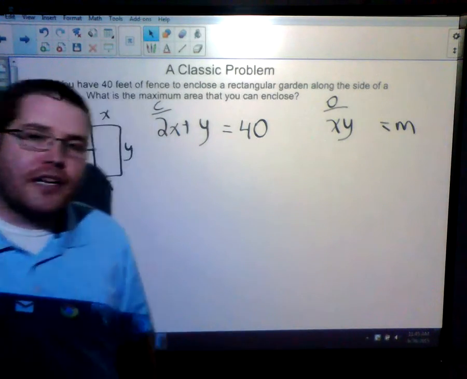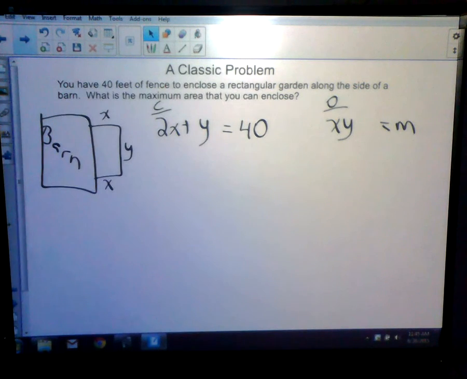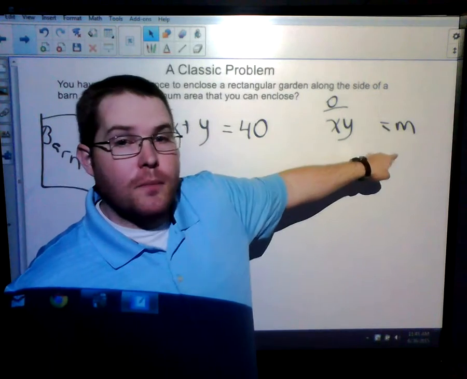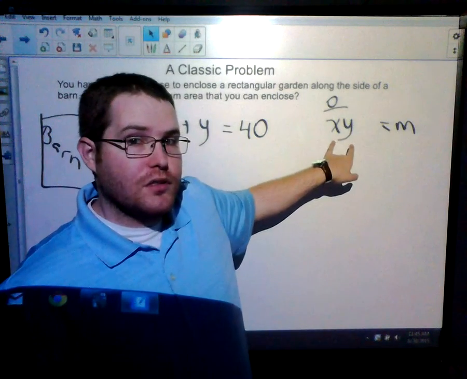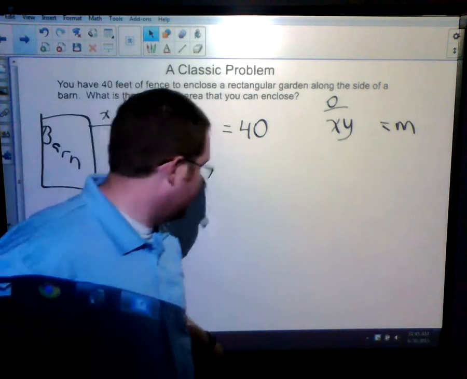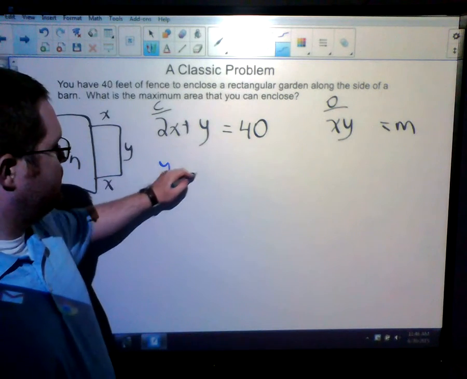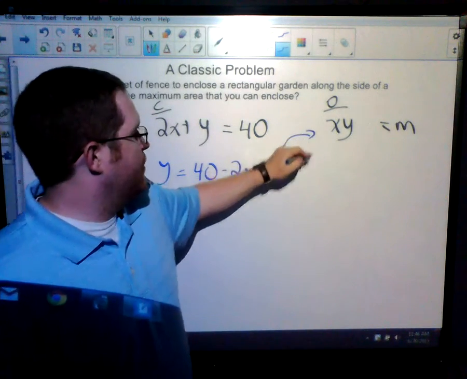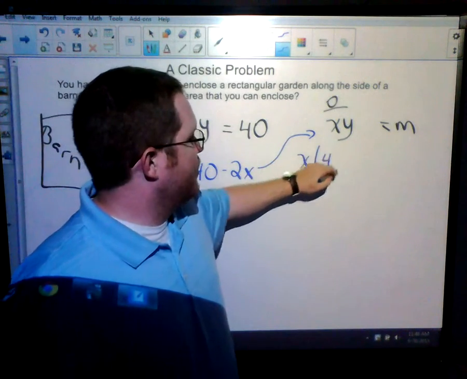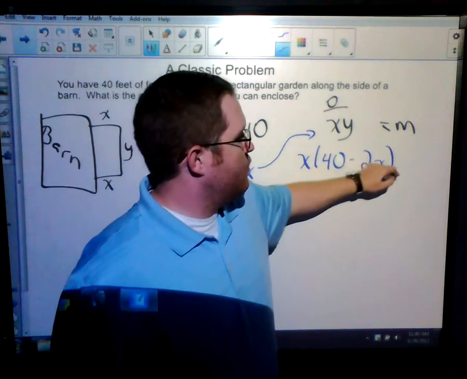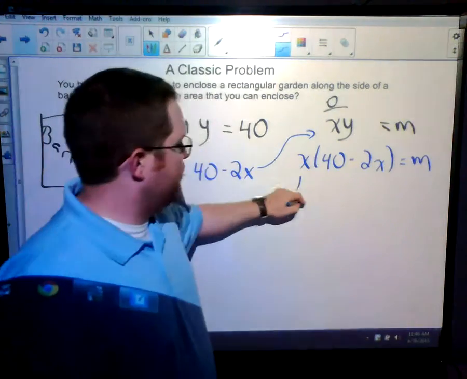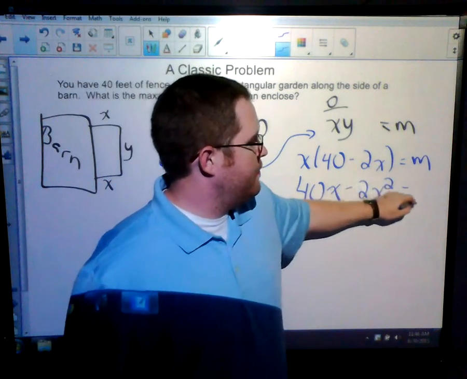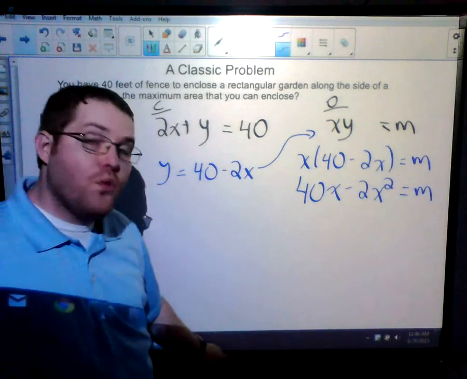So there's my constraint equation and my optimization equation. Take the derivative and set it equal to 0. But I have two variables, so I can't do that yet. Solve for one of the variables. Plug it in up here. 40 minus 2x is equal to m. Simplify. 40x minus 2x squared is equal to m. Now, I'm down to one variable.